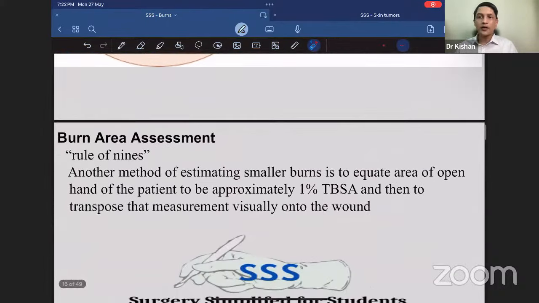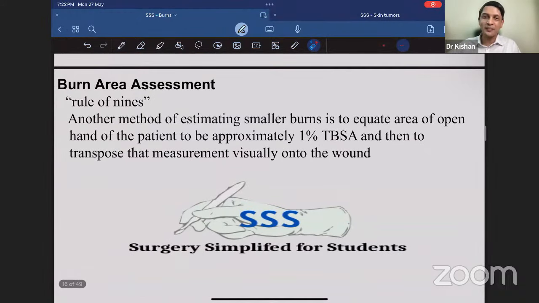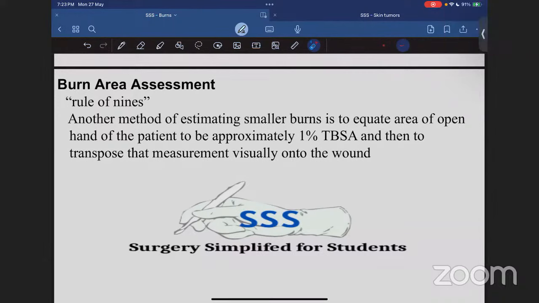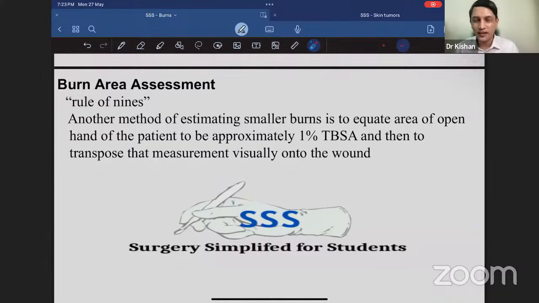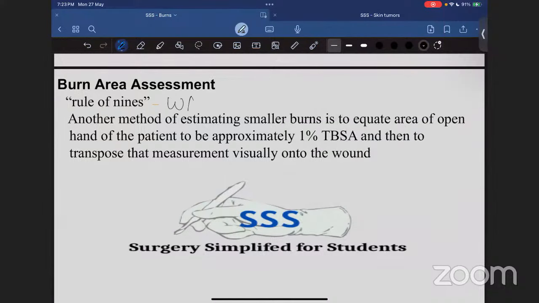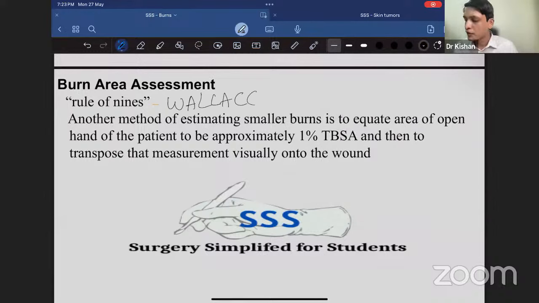Okay. Coming to the burn area assessment. Again, this is a very interesting and important one. How do we calculate? Jayalakshmi told in the initial question that the patient has sustained 9% burns in the arm. How did you tell that, Jayashree? How could you tell that? It's 9%. The limb is 9% in the rule of 9, as stated by Wallace. Wallace rule of 9. Okay, we will remember.